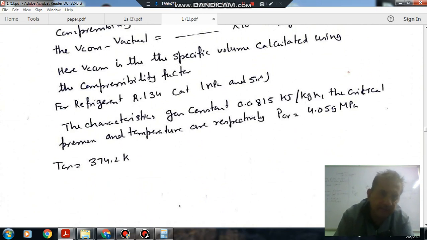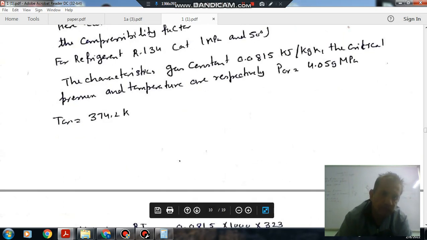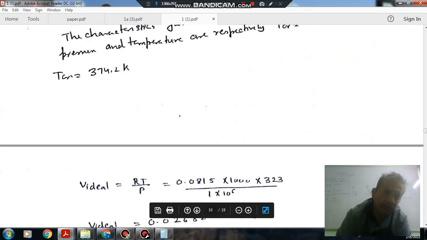The critical pressure and critical temperature are PCR 4.059 MPa and TCR 374.2 Kelvin. Okay. Now, from the ideal gas relationship, assuming the refrigerant as an ideal gas, the ideal specific volume is RT by P. Okay, this is specific volume for 1 kg mass.